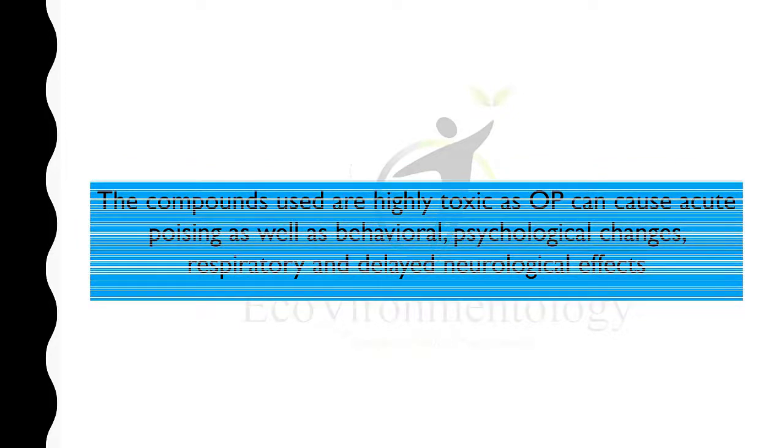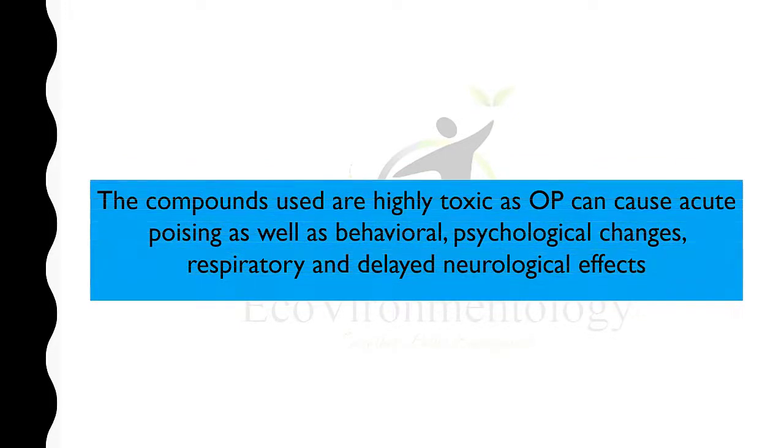Animals and aquatic life are not only affected by harmful chemicals, but they are also harmful for the health of those humans who might consume them. The compounds used in sheep dip are highly toxic, as OP can cause acute poisoning as well as behavioral psychological changes, respiratory and late neurological effects.